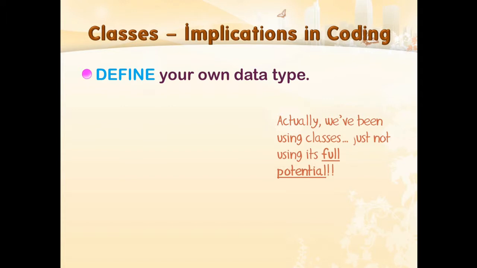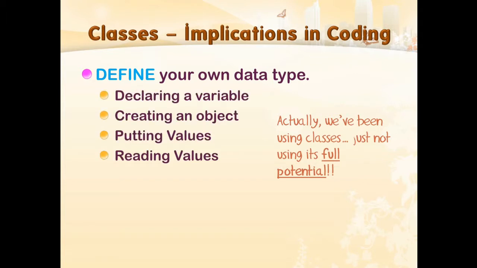Now, when you know how to define your own data type, there are 4 things in your programming that would have to change. Number 1, declaring a variable. Number 2, you would now see creating an object as a necessity. Number 3, you would realize how easy it would be to put values. And number 4, reading of values would also be pretty different. Okay, enough talk. Let's get to coding for you to see the difference.